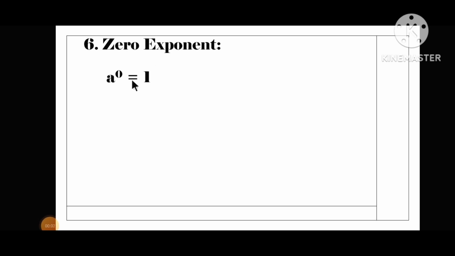Okay, next rule, zero exponent. A to the 0 is equal to 1. Okay, this one the easiest, no? Provided A is not equal to 0. Meaning, any expression, pagka ni-raise nyo sa 0, laging 1 yan. Okay? Kahit gaano pa ka-complicated yung kanyang base. So, for example, we have m squared n cubed over 3. At ni-raise ko yan sa 0, kahit ano pa yung nasa loob na yan, 1 pa rin yan. Okay? So, yun lang ang zero exponent.